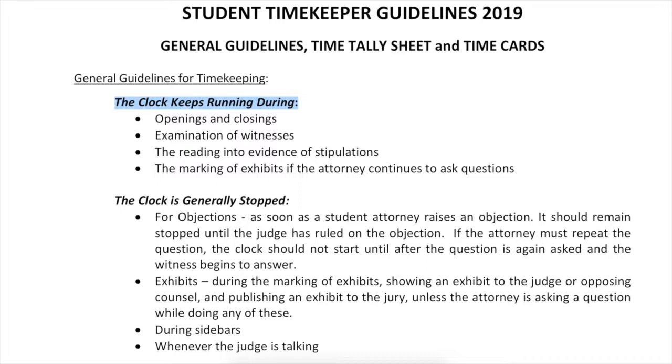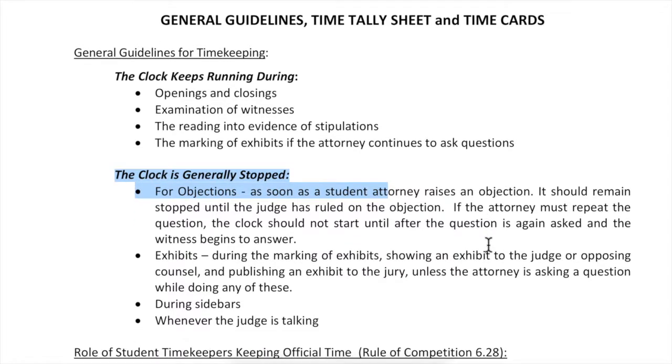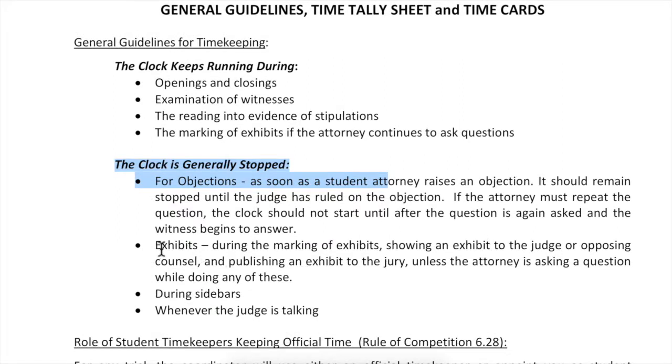The clock is stopped for objections during the marking of exhibits, showing the exhibits to the judge, opposing counsel, and publishing the exhibits to the jury unless the attorney is asking a question while doing any of these. It's also stopped during sidebars or whenever the judge is talking.